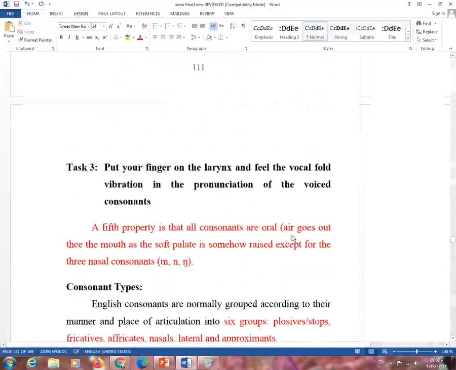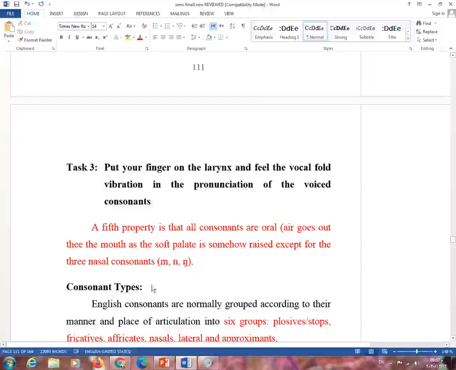What does this mean? Air goes out through the mouth as the soft palate is raised, except in only three consonants, m, n, and ng, which are nasal consonants.